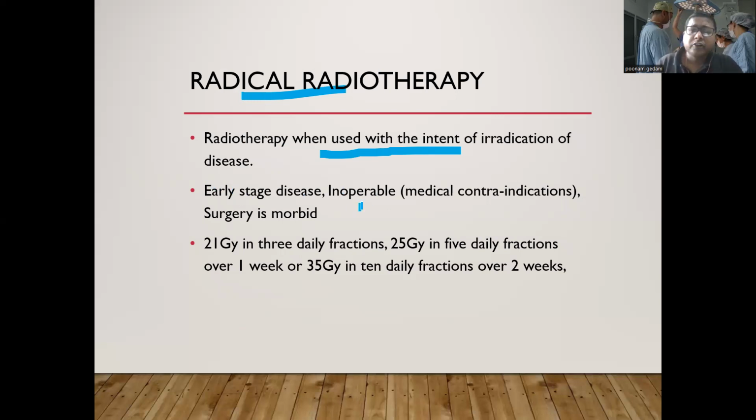Early stage disease, inoperable, medical contraindication, surgery is morbid. 21 grays in 3 daily fractions, 25 grays in 5 daily fractions over 1 week, or 35 grays in 10 daily fractions over 2 weeks.